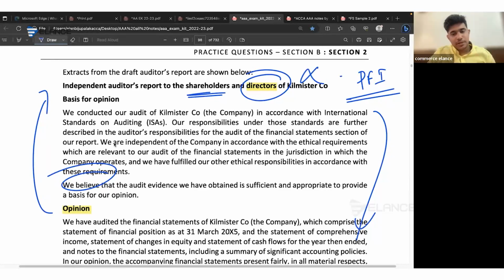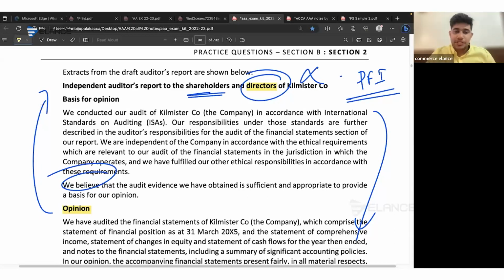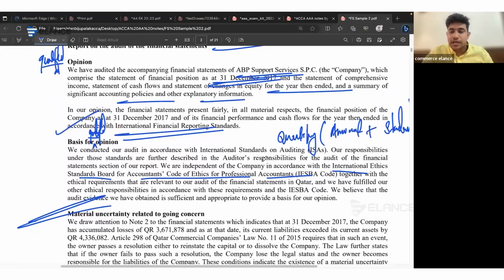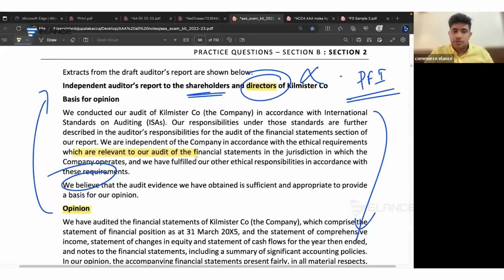Anything wrong? Somebody has mentioned ethical requirements. What's the issue in that paragraph with regard to ethical requirements? It does not specify the name of the standard, right? They have mentioned that we are independent of the company in accordance with the ethical requirements which are relevant to the audit. Basically, when it comes to an actual auditor's report, we should specify that we are independent of the company in accordance with the International Ethics Standards Board for Accountants Code of Ethics for Professional Accountants, the IESBA Code. This is how we need to disclose it in the auditor's report, and we should not just merely mention it as relevant standards. So it is inappropriate. Clear?